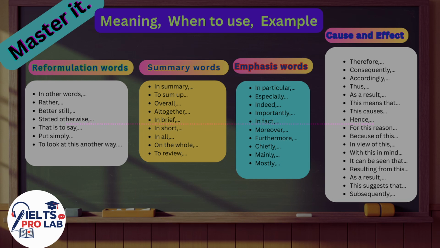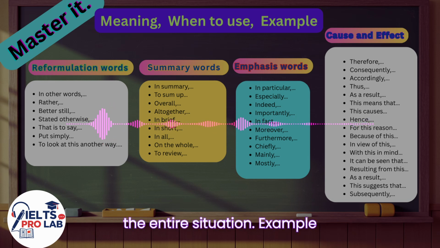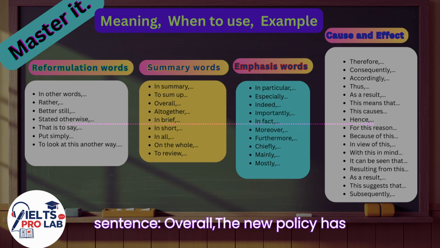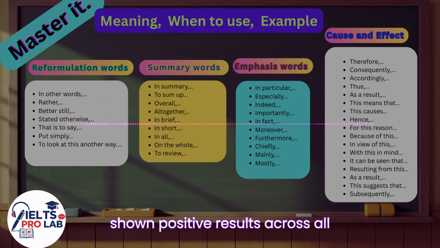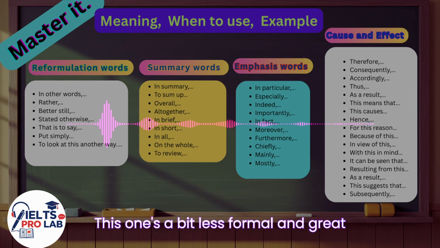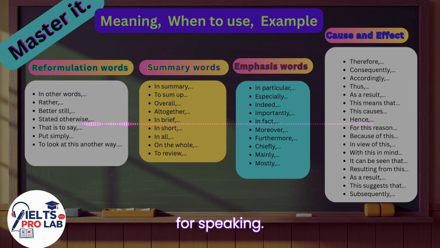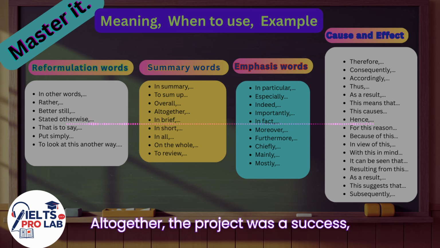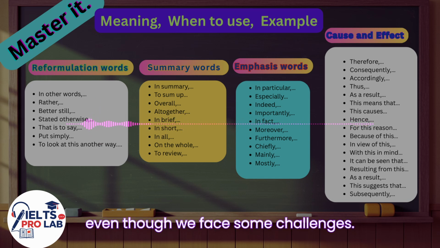Overall. Use this to give a final statement about the entire situation. Example sentence. Overall, the new policy has shown positive results across all departments. Altogether. This one's a bit less formal, and great for speaking. Example sentence. Altogether, the project was a success, even though we faced some challenges.